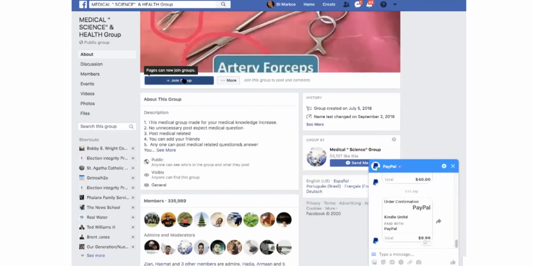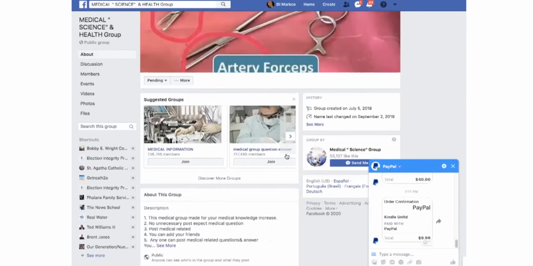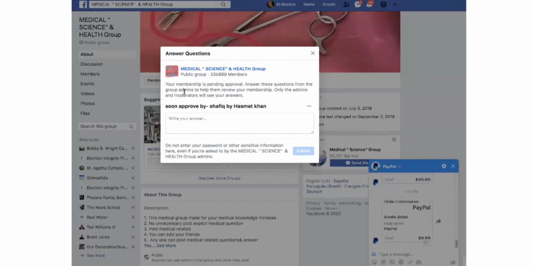I'm going to go ahead and join it. Let's see if they ask me any questions. I'll answer them quickly. And okay, here's the question. Approved by, okay, so this is the person that will approve me. Membership is pending approval. Answer these questions. And there's really no questions from the admins to help. There's really no questions here.